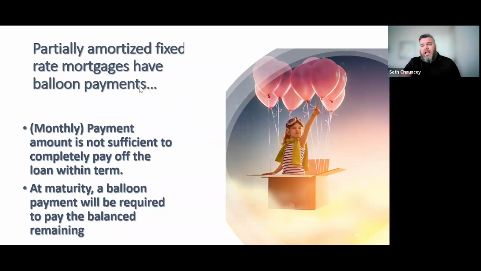So with these partially amortized loans, the monthly payment is not sufficient to pay off the full balance. And so at the maturity date, you would have that balloon payment that you would have to make. Nothing too crazy there. Whatever is left over, you'd pay off at that point. And you could design it where it's $100,000. You could design it where it's $10,000. You could design $1 million. It just depends on why you did it that way and what kind of money you're expecting, and so forth.